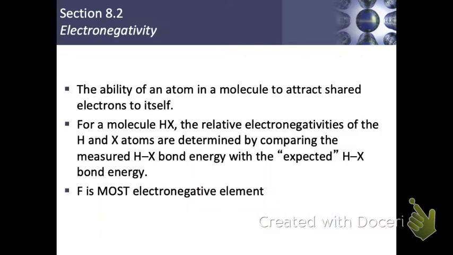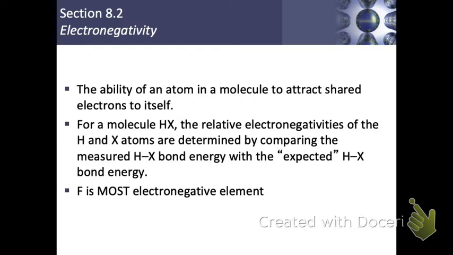All right, very good. Touching real quickly on electronegativity again. Electronegativity is the ability of an atom to attract shared electrons to itself. So that means electrons that are being shared currently, usually within a bond, if an atom is pulling them to itself, that means it has a high electronegativity.